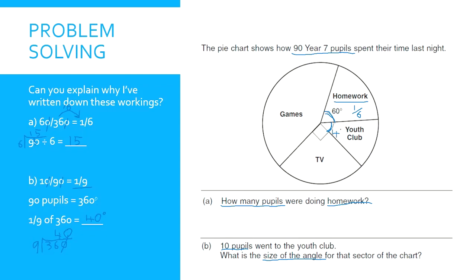There are a few other ways we could solve this. For instance, you might have used ratio if you're feeling confident with that. You might have worked out how many degrees are represented by one pupil and then multiplied it up. There are a few other methods as well. If you want, you can also comment on the video and tell me what different methods you used to reach these answers if you got the same answers through a different method.